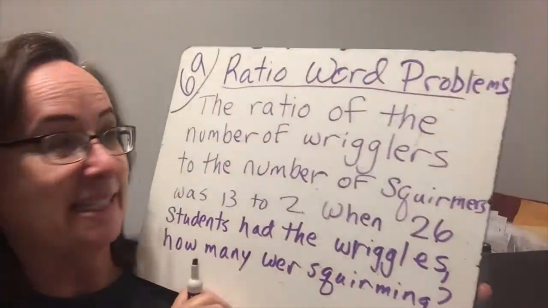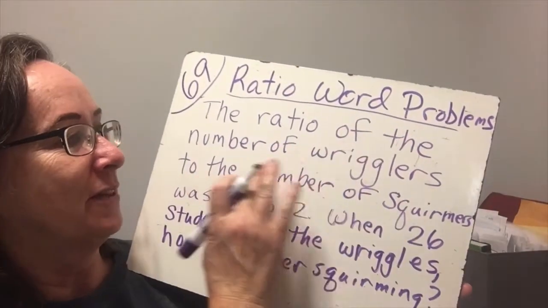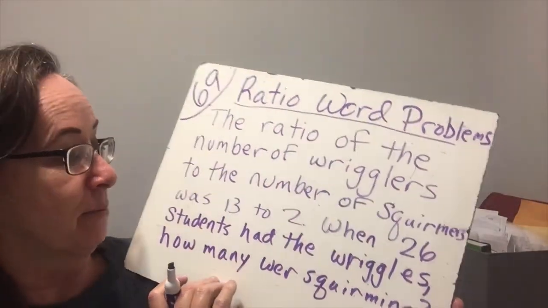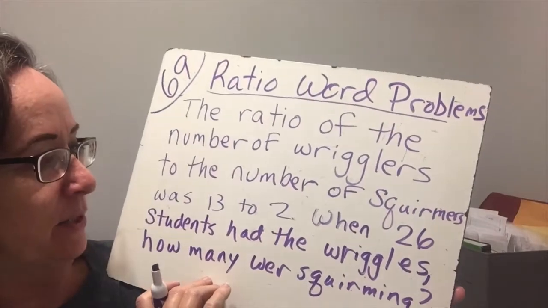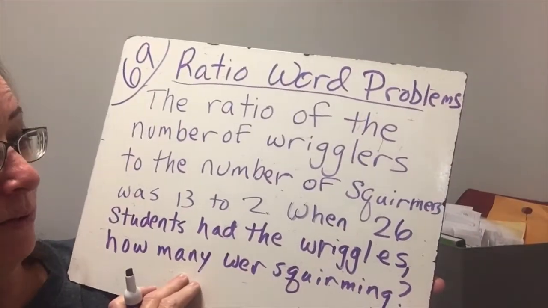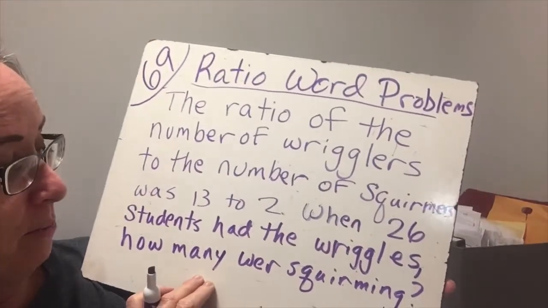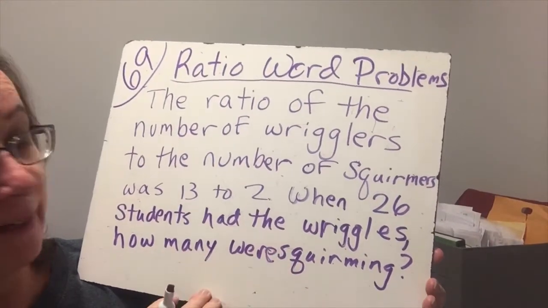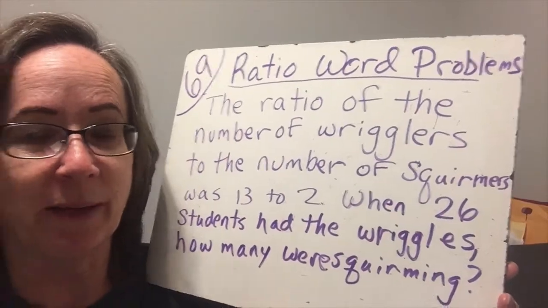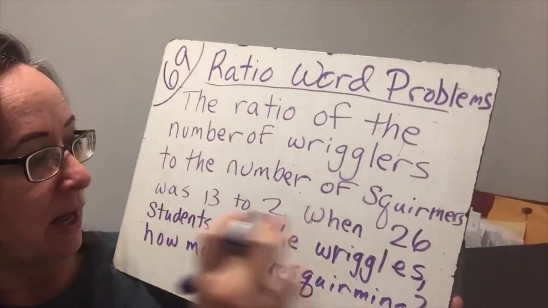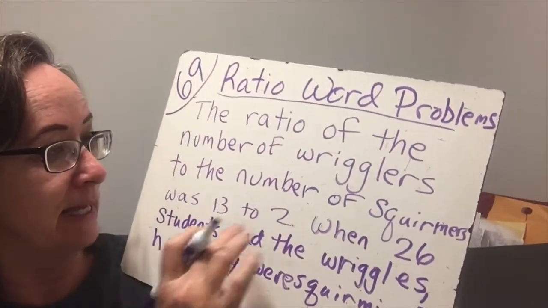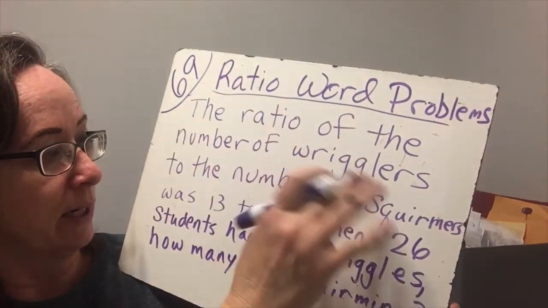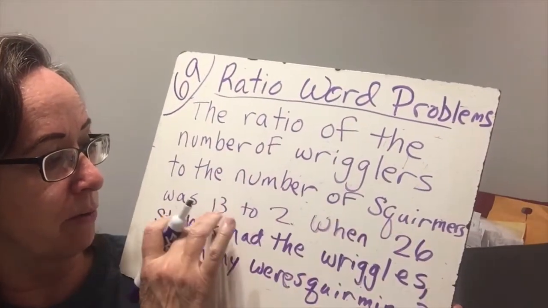Okay, so here's example 2. The ratio of the number of wrigglers to the number of squirmers was 13 to 2. When 26 students had the wriggles, how many were, I need to correct my spelling, squirming? How many were squirming? So we have wrigglers to squirmers, 13 to 2.